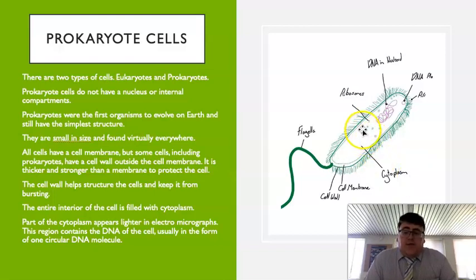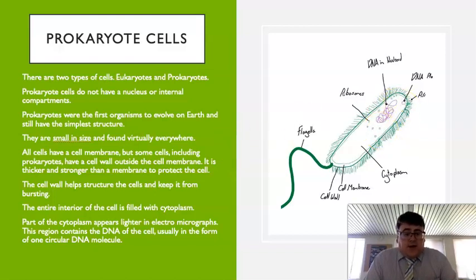The inside of the cell is entirely filled with cytoplasm. Now, in prokaryotic cells, because there are no organelles, part of the cytoplasm will appear slightly lighter when we look through electron micrographs. That's the section that contains DNA in the cell, and the DNA in prokaryotic cells is going to be circular, whereas in eukaryotic cells it's going to be linear.